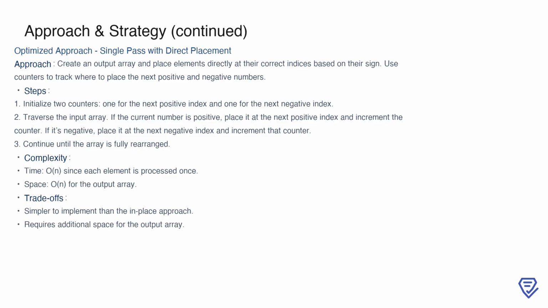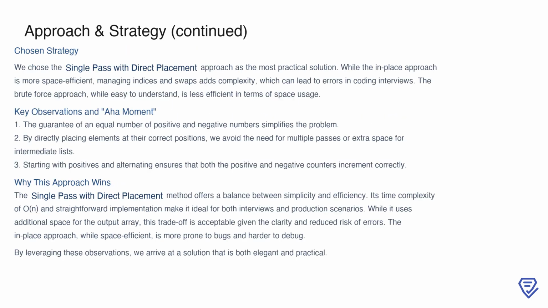The time complexity remains O(n), as each element is processed only once, but the space complexity increases to O(n) due to the use of an output array. The simplicity of this approach makes it easier to implement and debug compared to in-place rearrangement, which is why it is often preferred for coding interviews. For this problem, the single-pass approach with direct placement is the most practical and balanced solution.